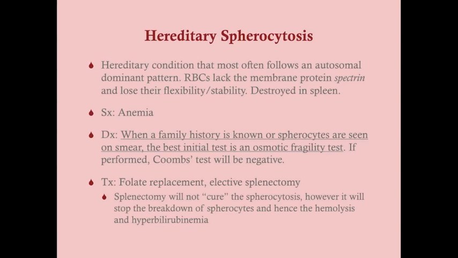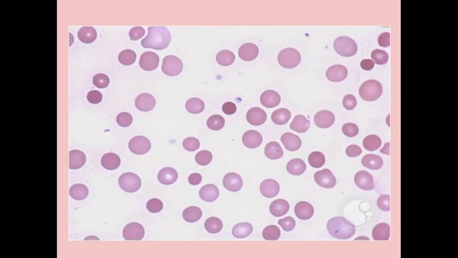So if you get an increased hemoglobin concentration in the red blood cells, that is indicative of hereditary spherocytosis. So here is hereditary spherocytosis on the smear, and these are the spherocytes. Here's 1, here's 2, here's 3, here's 4, and you get some normal red blood cells.